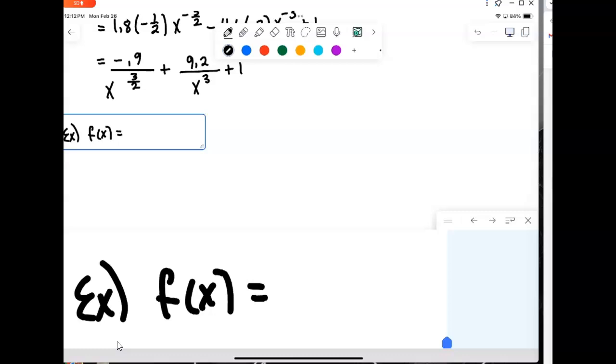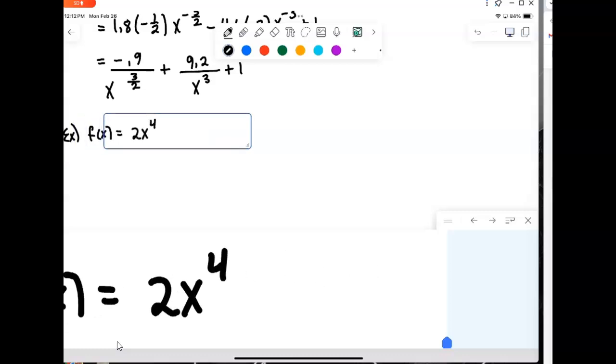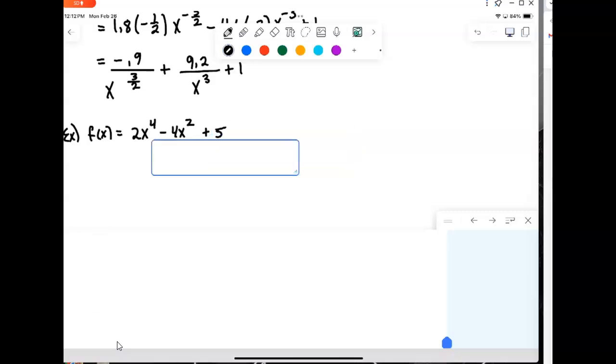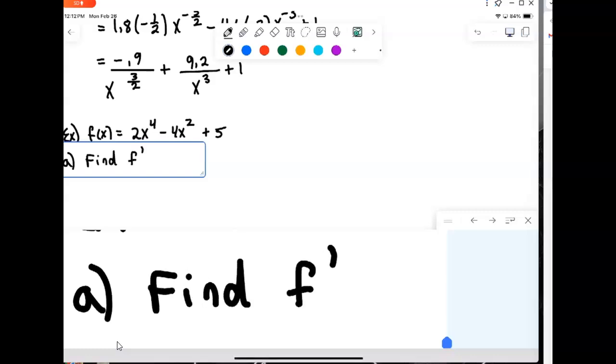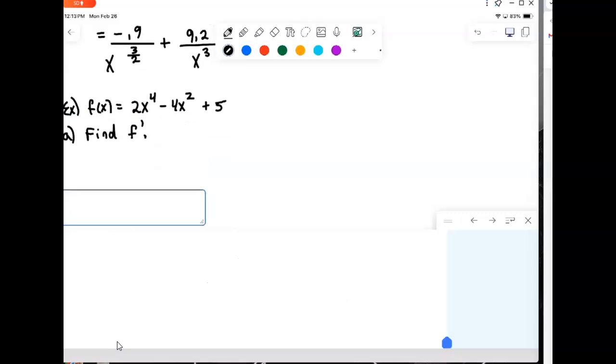f of x equals 2x to the fourth minus 4x squared plus 5. Right. So first thing we're going to ask about our function is let's find our derivative. And hopefully now at this point, as we've worked through these different examples, this is a pretty easy derivative to find. 2x to the fourth minus 4x squared plus 5.